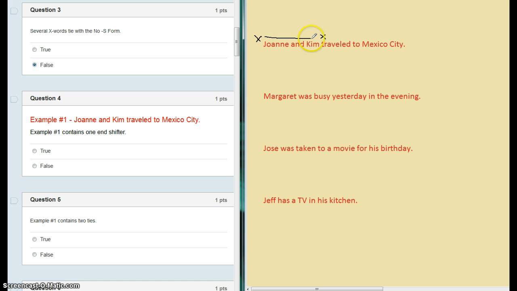Joanne and Kim is between the X word places. That's the subject. There's no shifter, so everything to the end is the predicate. Now, are there any ties? The answer is yes. There's always at least one tie. In this sentence, traveled ties with the past.